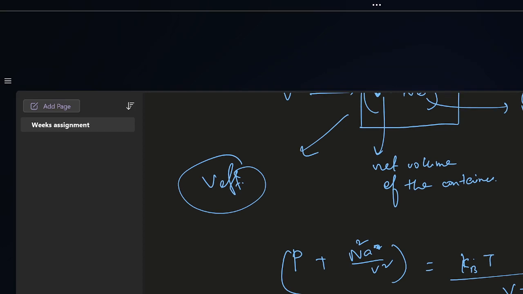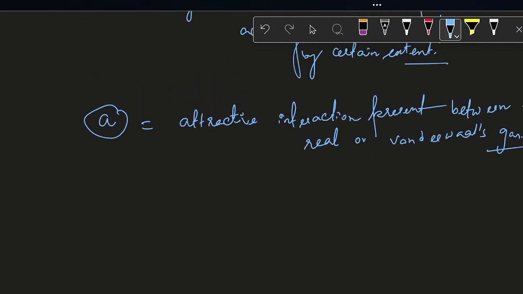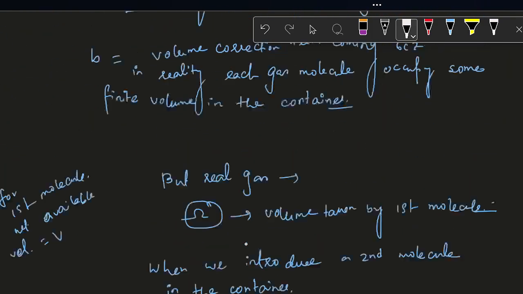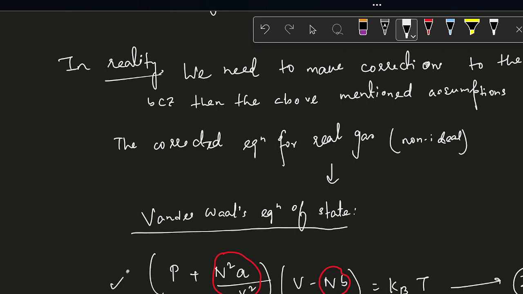Let me go to full screen again. Yeah, so we are done with question number 1. This is question number 2. So we have to make use of a reduced equation of state, the reduced equation of state for van der Waals gases. But what is the reduced equation of state? Basically, this is the equation of state that comes from the actual van der Waals equation of state, this one that I wrote down previously.